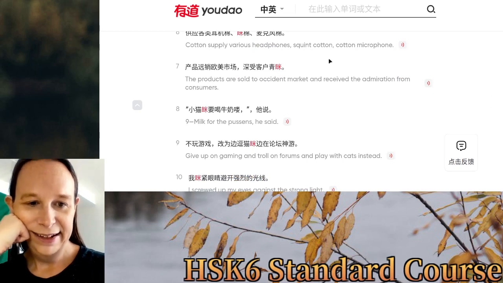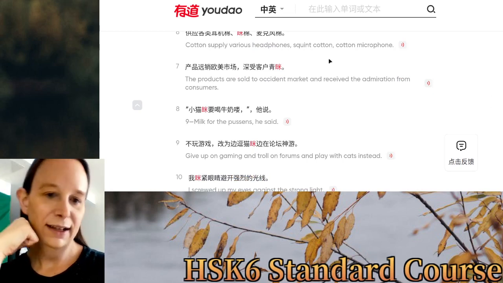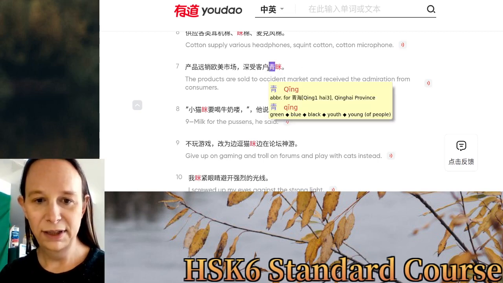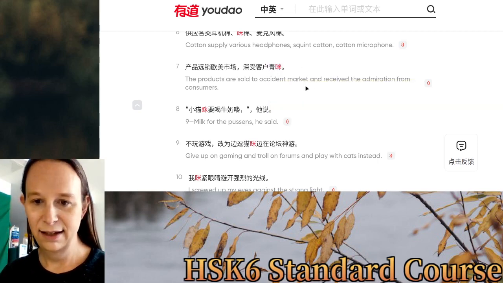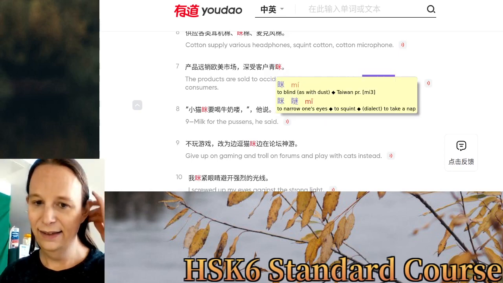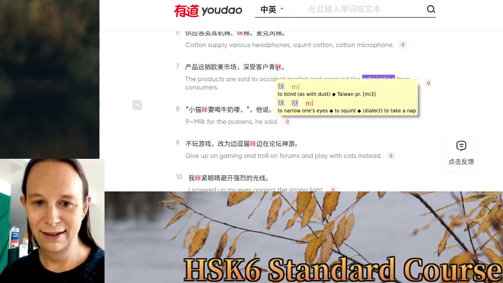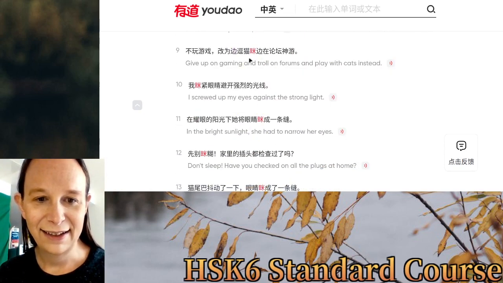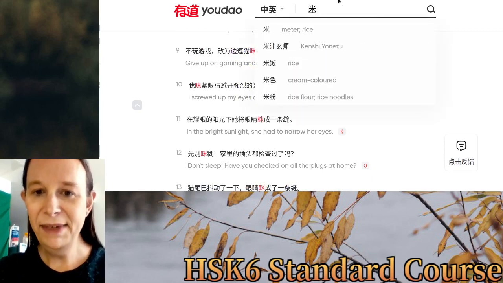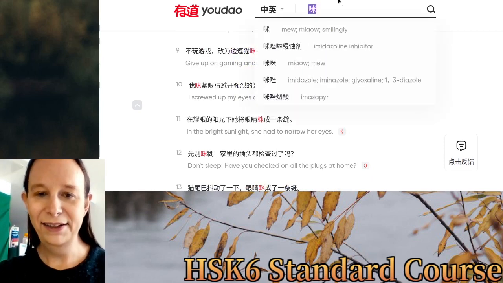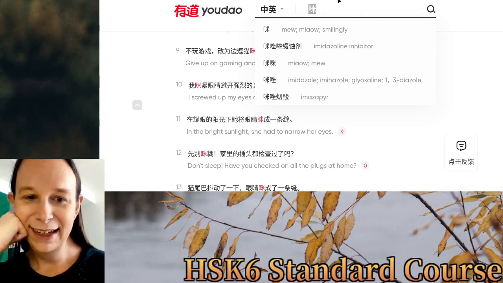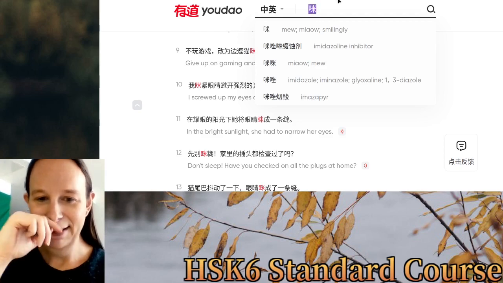Okay. 产品原销欧美市场深受客户青睐. I don't know this. Is it a word? I don't know. Well, that's just a typo. The 咪 with the mouth radical is used in onomatopoeia. So 猫咪, 妈咪, 咪咪咪, 咪咪叫.